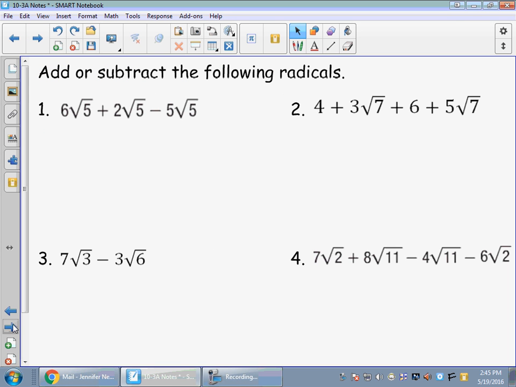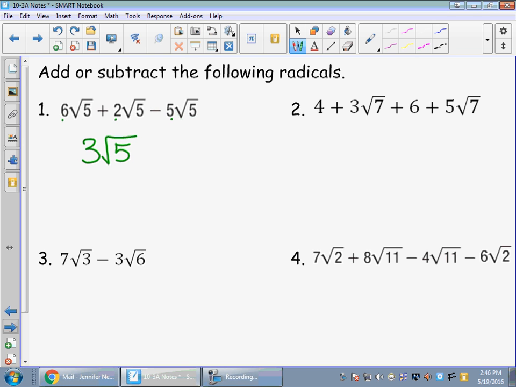I got 8 problems to do here. If you look at number 1, it's just 3 different piles of square root of 5's. They're all square root of 5's. So we're just going to combine it and say, rather than telling me that I have 6 square root of 5's over here and 2 square root of 5's in the middle and negative 5 square root of 5's at the end, let's put that all together and you add 6 plus 2 minus 5. That's 8 minus 5. I have a total of 3 square root of 5's. So I combined the outside number and keep the square root of 5 the same.